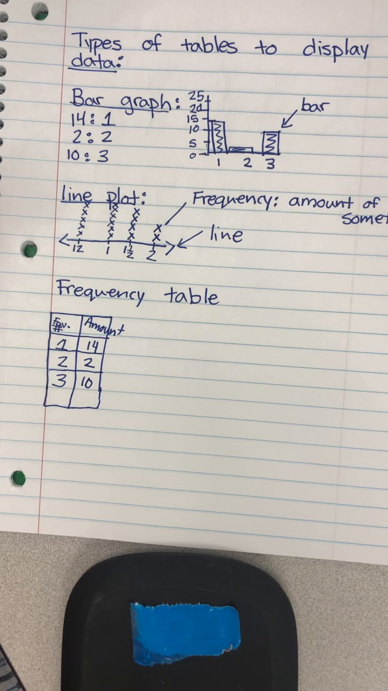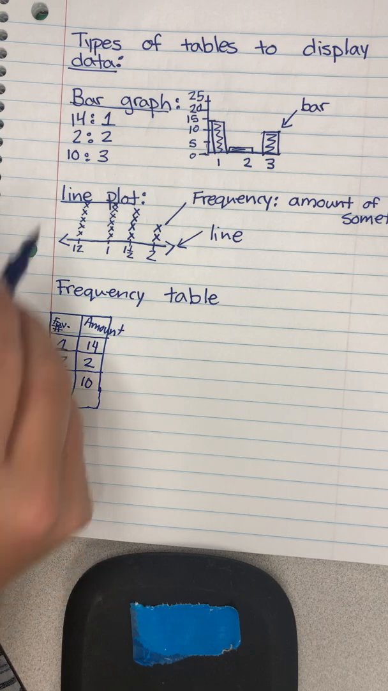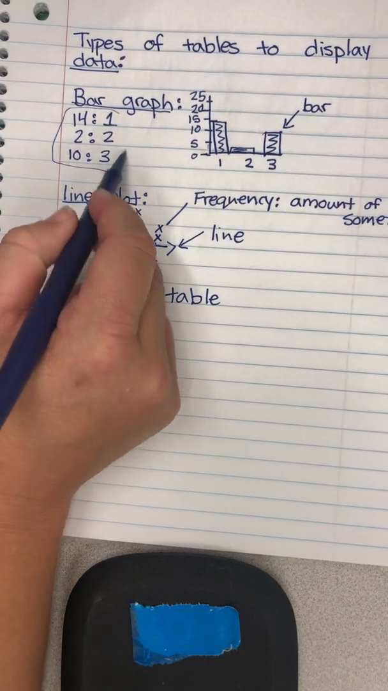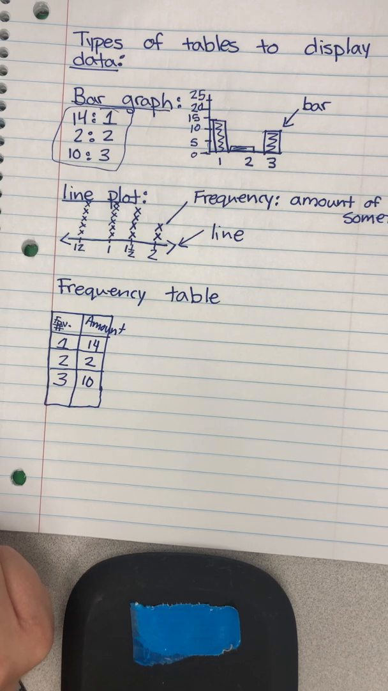So a frequency table is a table listing each value in a data set followed by a number of times it appears. So this is each number in the data set, because this is the data we took up here. And then this is the number of times it appears. Almost there, guys. I promise.